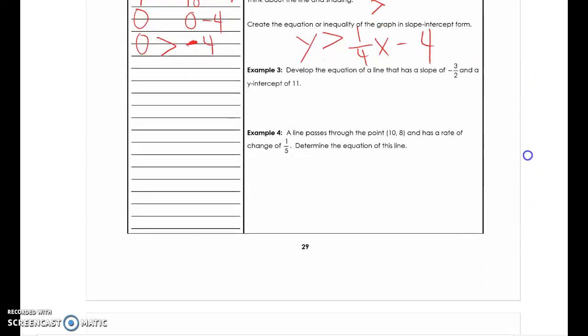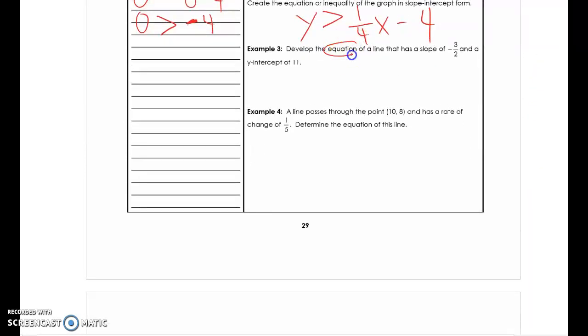Moving on, we're writing the equation of a line, so equals, that has a slope of negative 3 over 2, so m, and a y-intercept of 11, so b. This seems pretty simple, and it is. I'm giving you everything you need. y equals negative 3 over 2x plus 11. I gave you the slope, I gave you the y-intercept.